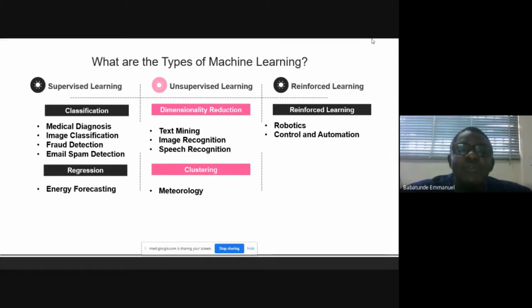Then under unsupervised learning, we have clustering and dimensionality reduction. An example of a clustering problem is in the field of meteorology. And for dimensionality reduction, we have speech recognition, image recognition, and text mining. For reinforced learning, this is applied in the field of control and automation, as well as robotics. So these are the types of machine learning and the various areas of problems where they are applied.